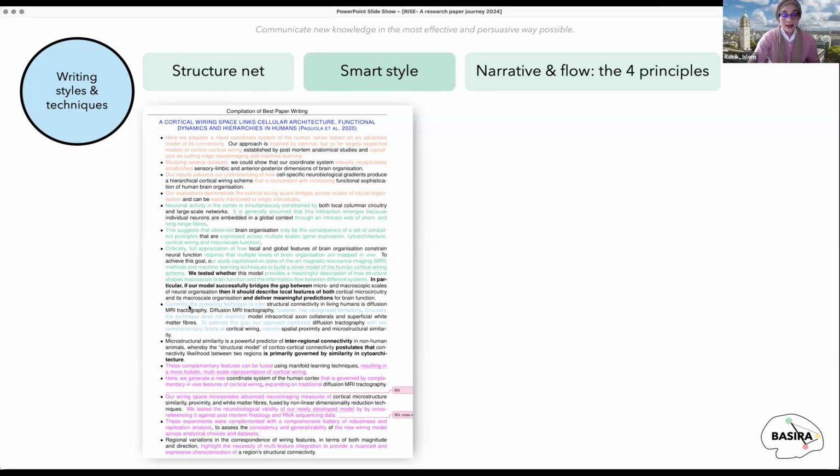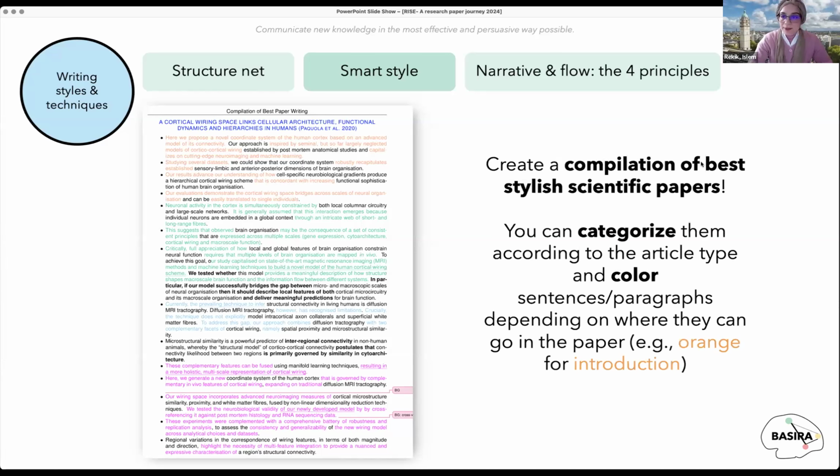Okay, so it's hard work. Nothing is easy. You need to spend time to improve your writing, and you work on it, and you improve as you prepare these things, and you prepare the background material for your paper before you start writing it up. So create a compilation of best stylish scientific papers. You can categorize them according to the article type and color sentences or paragraphs depending on where they can go in the paper. So example here, orange for introduction. You can do it.